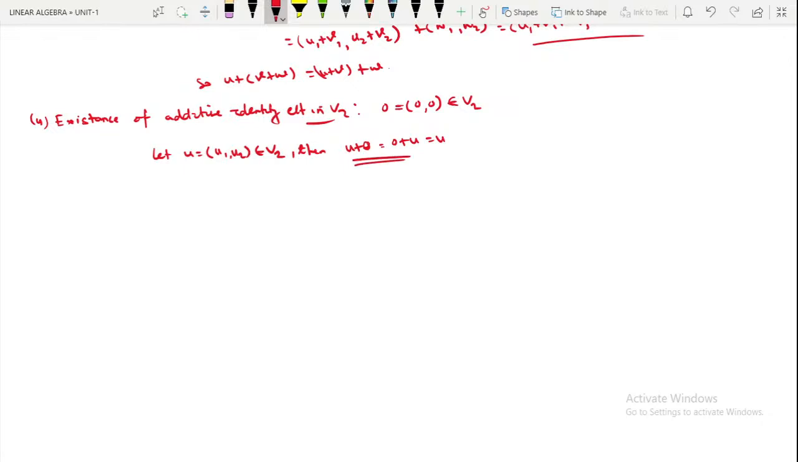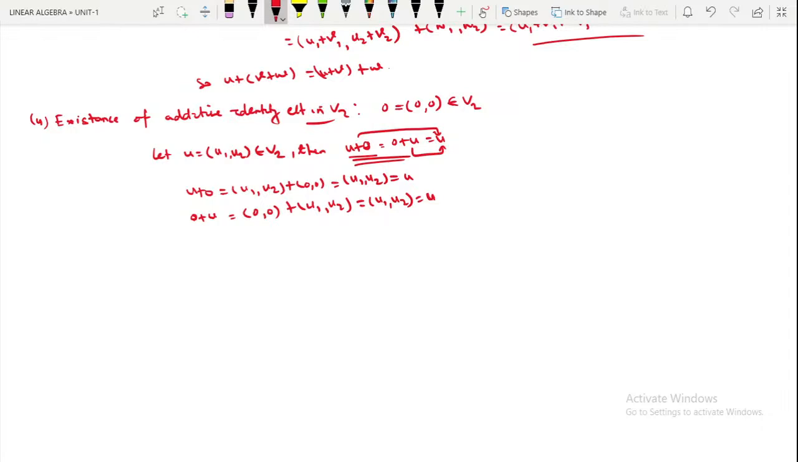If you verify, what is your u plus 0? That means u1 comma u2 plus 0 comma 0, then this is u1 comma u2, that is your u. Similarly, what is your 0 plus u? 0 means 0 comma 0 and u means u1 comma u2, and if you take their sum, this will be u1 comma u2, which is your u. So u plus 0 equal to 0 plus u equal to u.